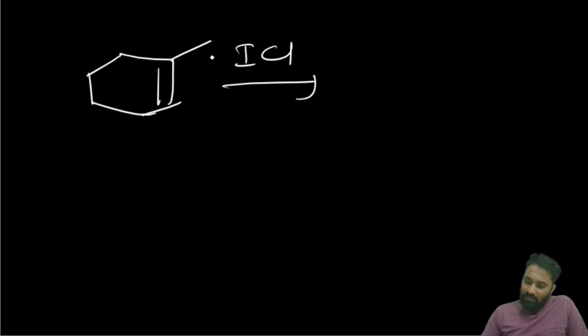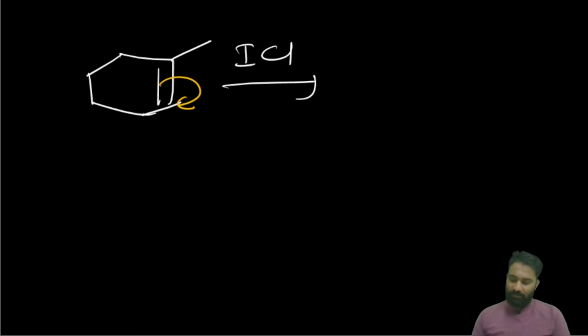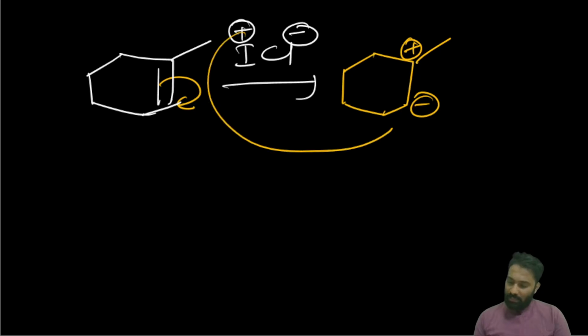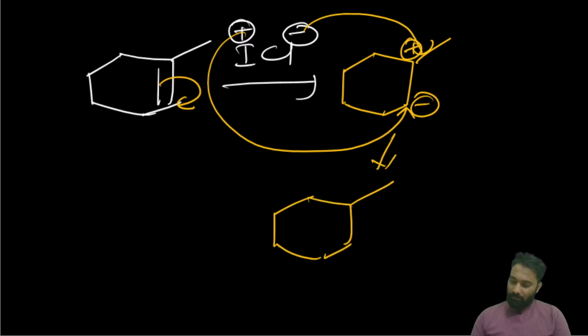Good, that's it. If this pi bond is shifted here, then here we will get the more stable carbocation. Here it will get the negative charge. This is negative and this is positive. Now this positive will go and attack the negative charge, and the Cl will go and attack the positive charge. Now here it will get the Cl and here the iodine. This is 1-chloro-2-iodo-1-methylcyclohexane.